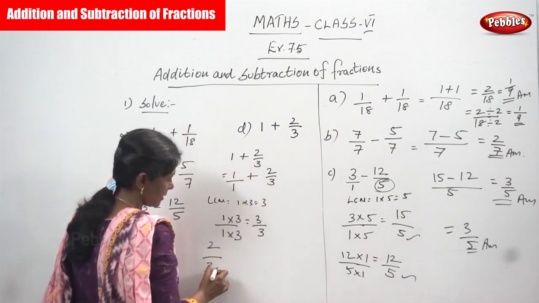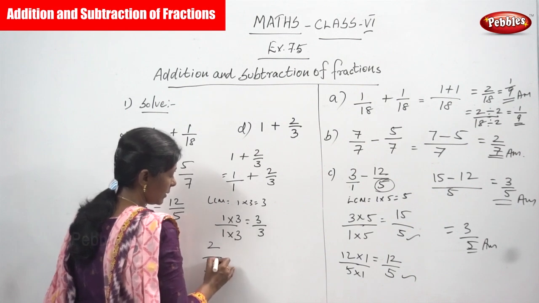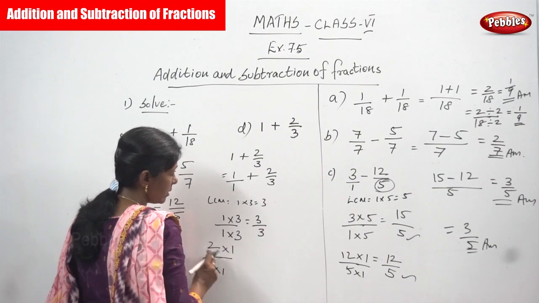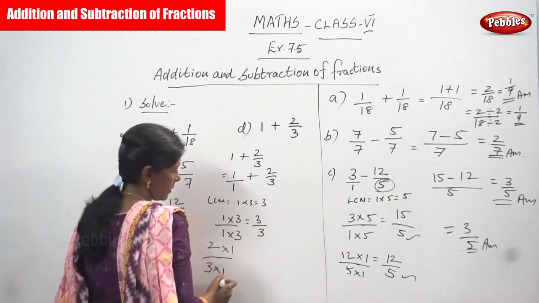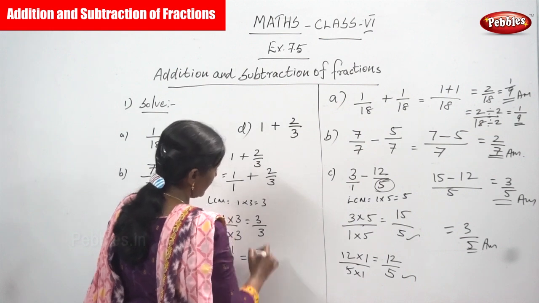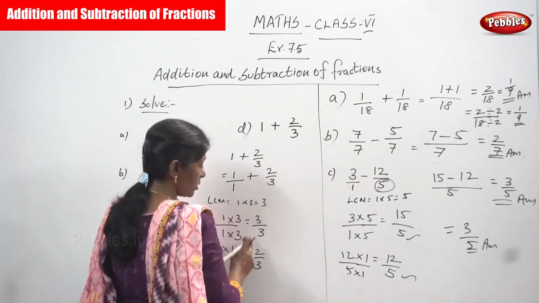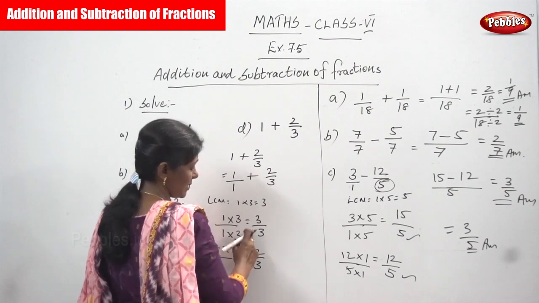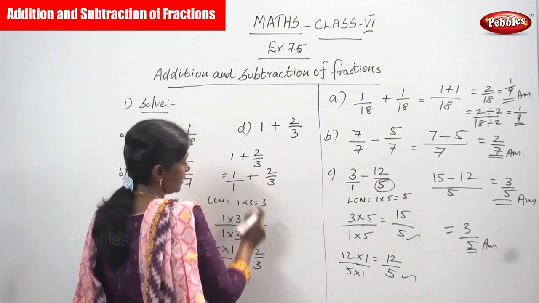Here you have to multiply by 1. The denominator is already 3, so you multiply by 1 only. The numerator, which is 2, is also multiplied by 1. So the answer is 2 by 3. Now we are going to add the numerators, because now the denominators are similar. So you have to add only the numerators.